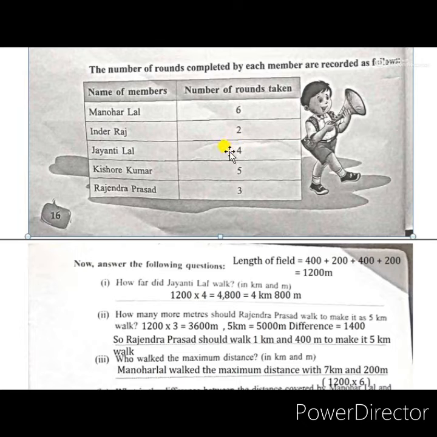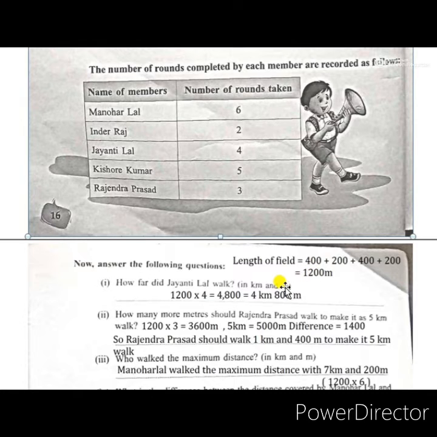So first we have to calculate the perimeter of this rectangular field. What is the total length of the rectangular field? Length plus breadth plus length plus breadth. That means 400 meter plus 200 meter plus 400 plus 200, total 1200 meter, or 1 kilometer 200 meter, is the perimeter of this rectangular field.